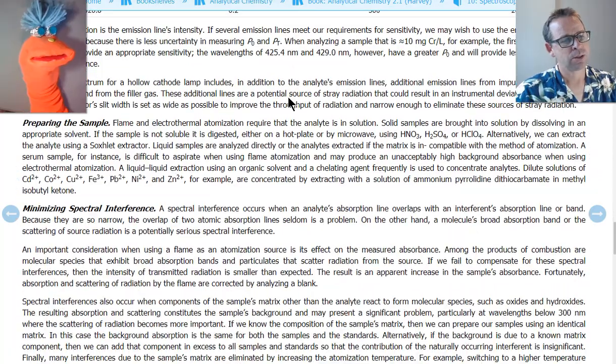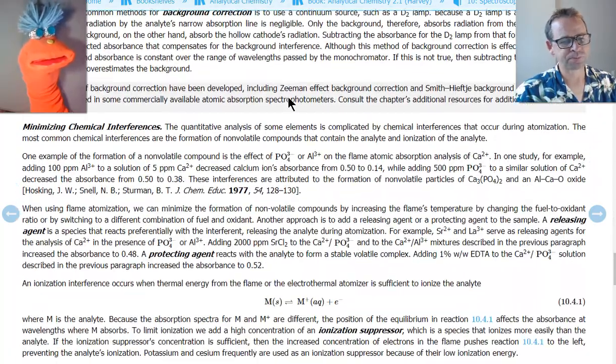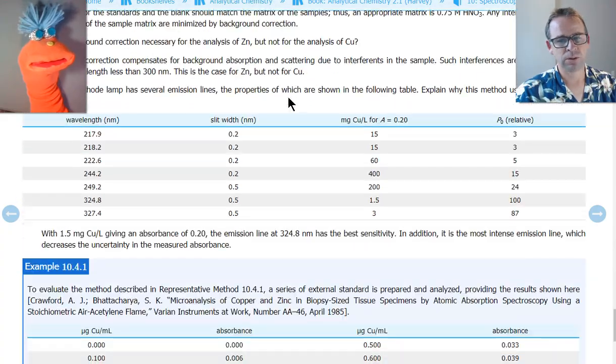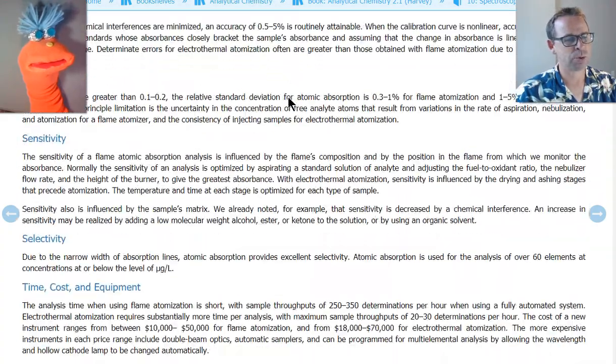All right. So again, kind of an older method, and so I think that's all we're going to do to talk about atomic absorption spectroscopy.